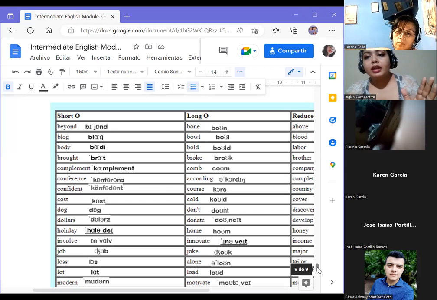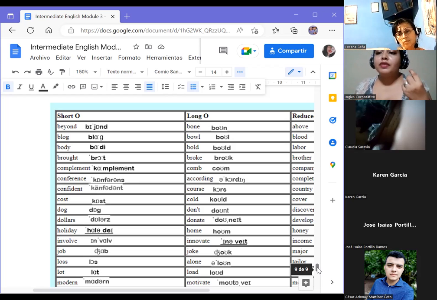But those symbols are going to help us pronounce the words better. So in the first one, we can see that some of the words have an A in the middle of the word. But in this case, it's not an A, it's a sound. We are making the sound of the O very, very short. It's not a long O, in this case it's very short. Like in body, very short, body. But in some cases, it is not very marked, body.